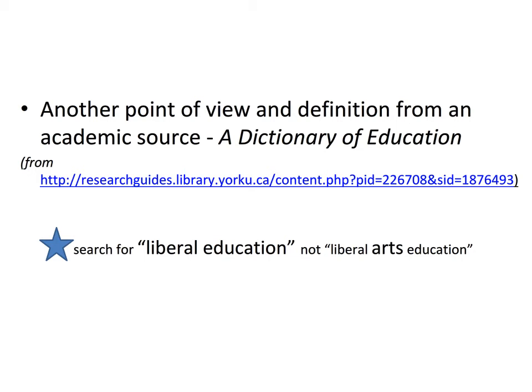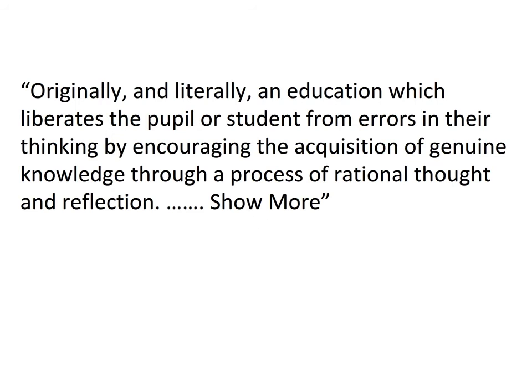Now in Module 4, we will talk about how you get to search for it, but for right now, you can click on the link provided to you and type in liberal education. Please be aware of the fact that I didn't say liberal arts education. I just said liberal education in quotations. So this is a snippet from that definition. Liberal education. Originally and literally, an education which liberates the pupil or student from errors in their thinking by encouraging the acquisition of genuine knowledge through a process of rational thought and reflection. Now think about this definition and compare it to whatever you got from when you did your Google search.